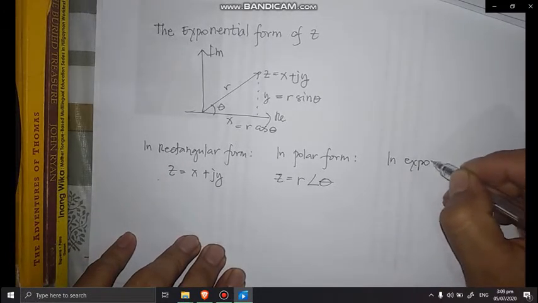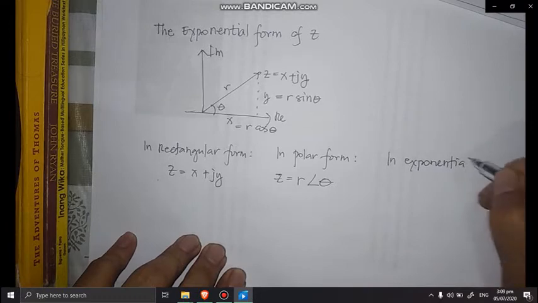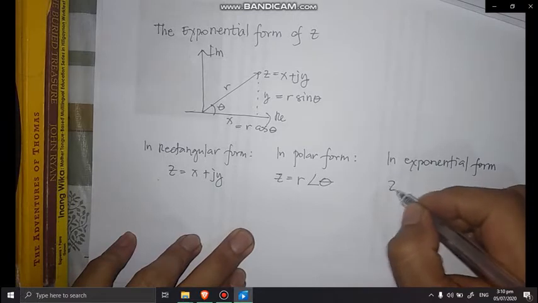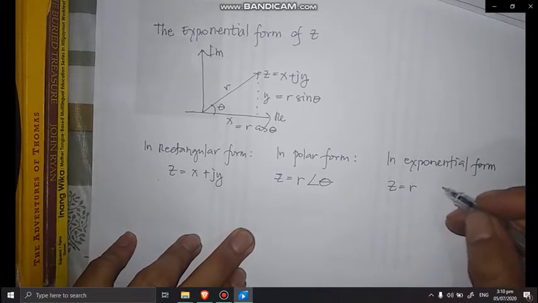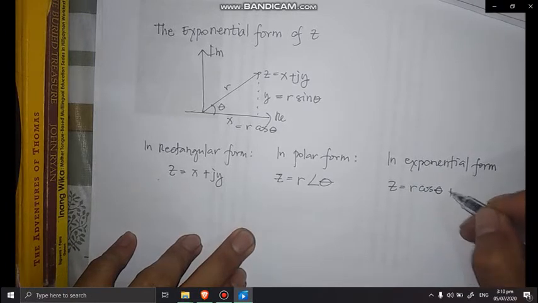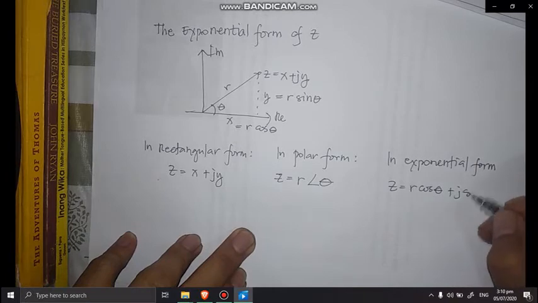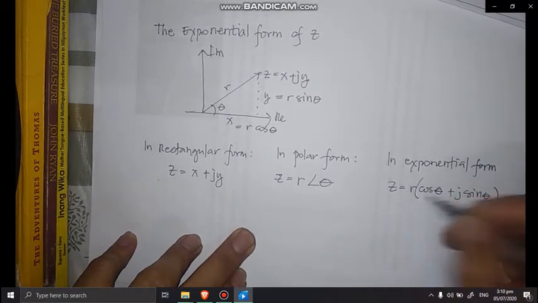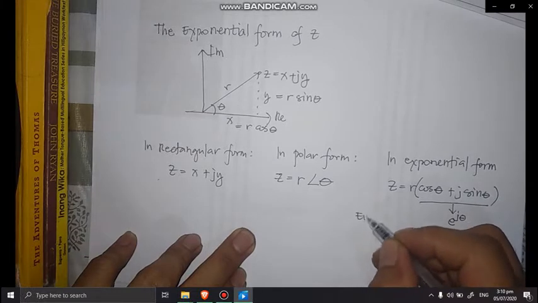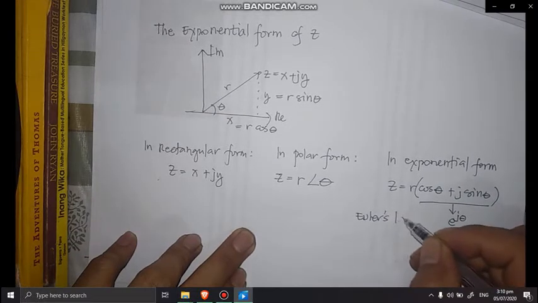Now in exponential form, you can denote that as, take note, z is equal to r angle of theta. You can write that as r cosine of theta plus j r sine of theta. If you factor r, the result will be r multiplied by cosine theta plus j sine of theta. And cosine of theta plus j sine of theta is actually your Euler's identity. This is your Euler's identity.